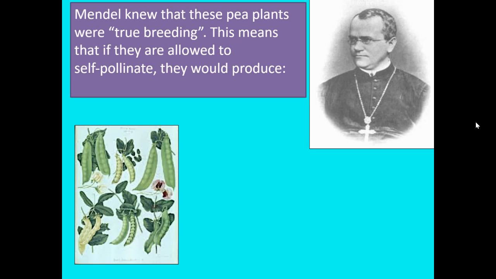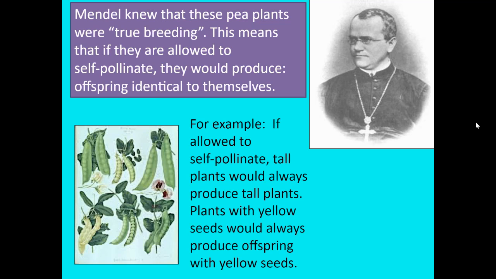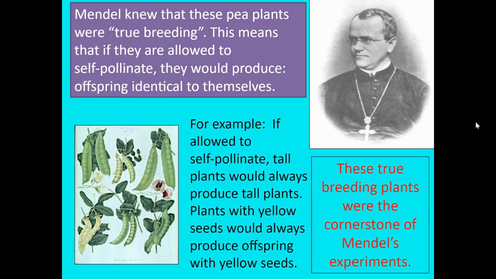Now, Mendel knew that the pea plants were what's known as true breeding, meaning that if allowed to self-pollinate, they would produce identical offspring to themselves. So, for example, tall plants would always produce tall plants. Plants with yellow seeds would always produce offspring with yellow seeds. So these true breeding plants were the cornerstone of his experiment. So he manipulated the genes and DNA of these plants to discover how they were inherited.